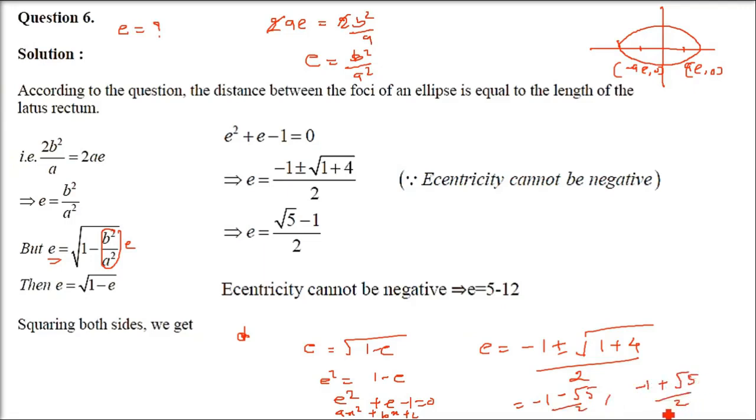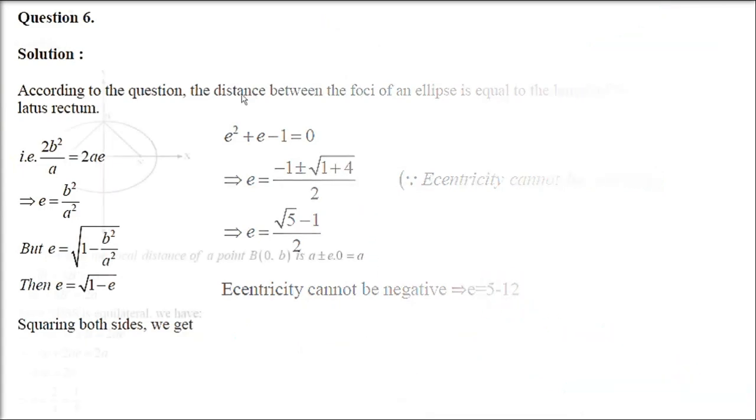In this, the negative one you cannot take, because eccentricity cannot be negative. We know this. So we are going to take the positive one. Root 5 minus 1 by 2 will be positive because root 5 is a number which is higher than 1. So this is the answer, root 5 minus 1 by 2. And this we are going to use again. This part is going to come again.